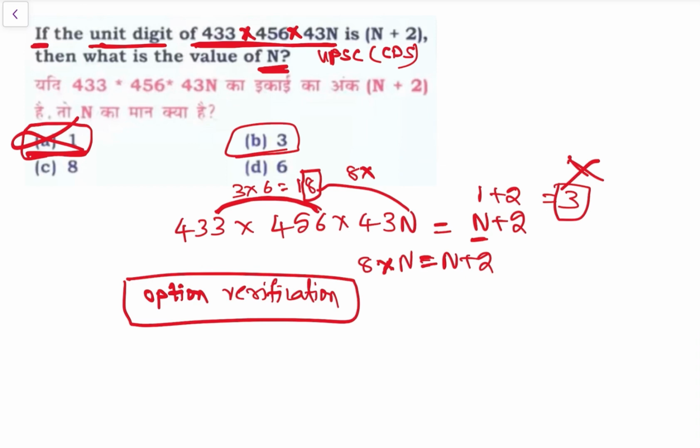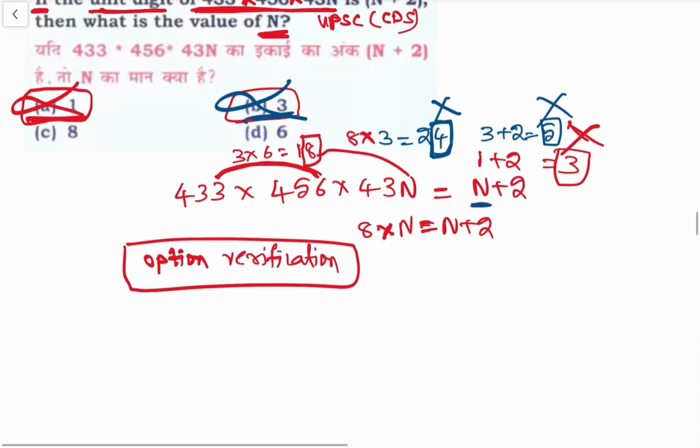And take n place 3, so 8 into 3 is 24, so 4 is the unit digit here. Okay, 4 we are getting as the unit digit. Now let's keep n is equal to 3 here also, so that is 3 plus 2, that is 5, so here we are getting 5 as the unit digit. So 4 is not equal to 5, the unit digit is not the same, so option B is also an incorrect option.